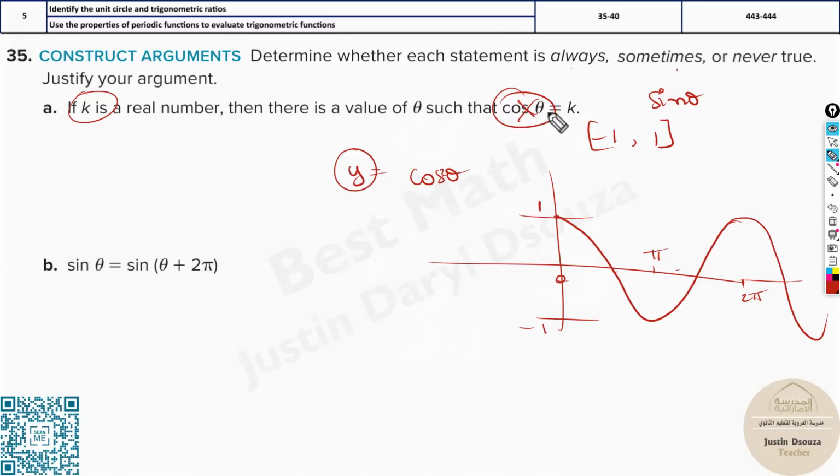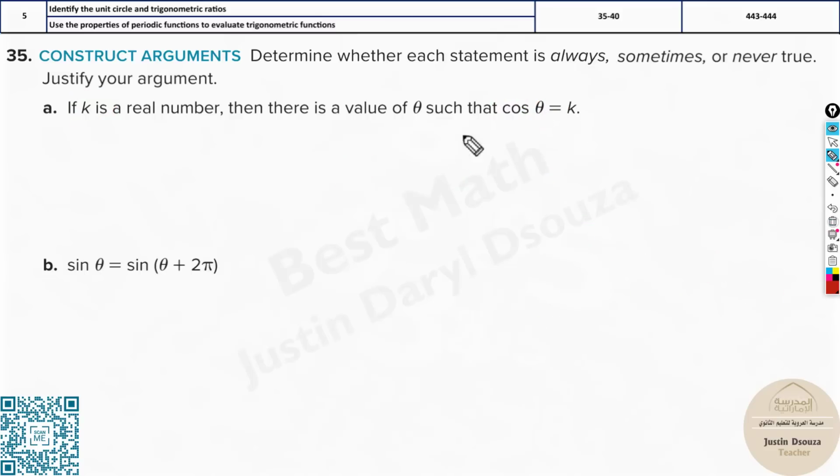But over here, no, it doesn't happen. So real numbers are numbers which are literally all numbers, rational and irrational numbers. You can consider it from minus infinity to infinity. All numbers are considered as real numbers. So here k cannot be that, because cosine is restricted from minus 1 to 1.